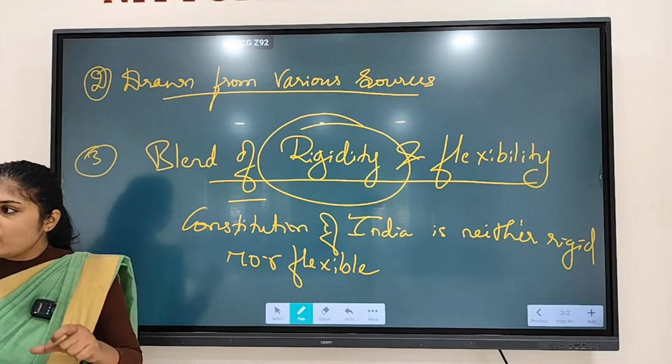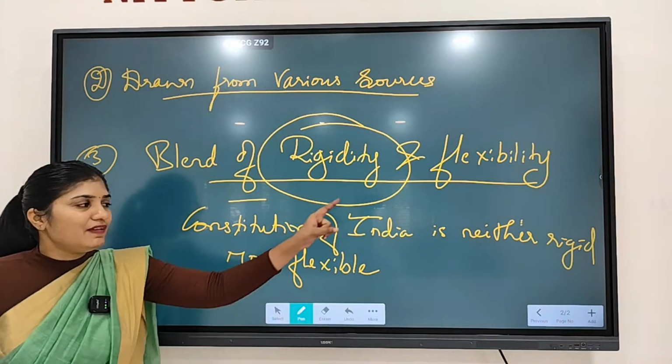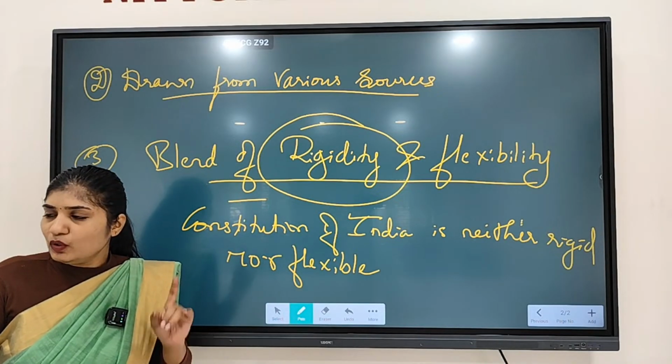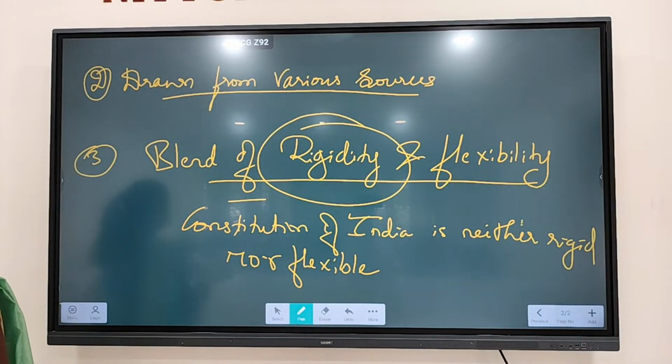See, a rigid Constitution means it is very difficult to amend the Constitution. A difficult procedure will be there to amend it. That kind of amendment is there in the American Constitution, where it is very difficult to amend the Constitution. In the UK, it is flexible. The UK Parliament can change the Constitution very flexibly.